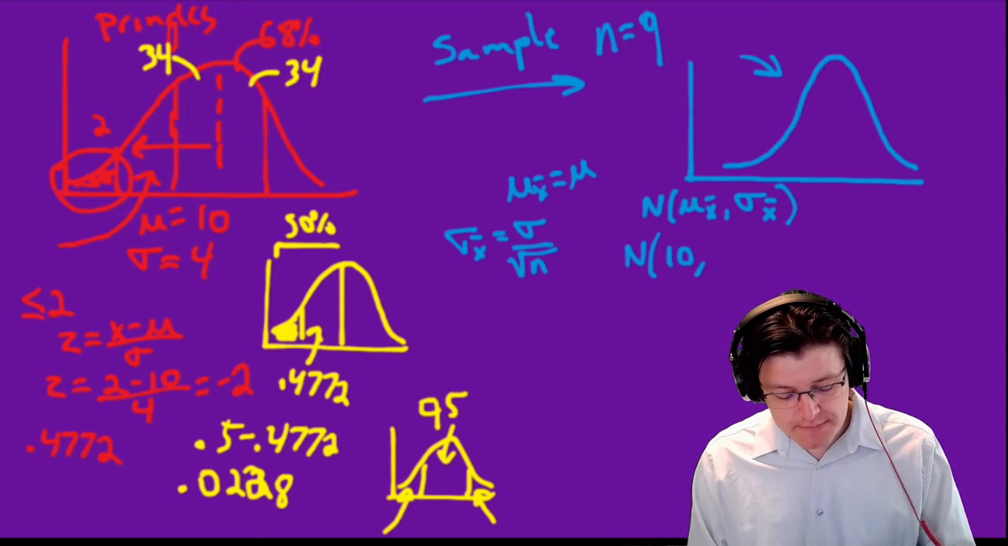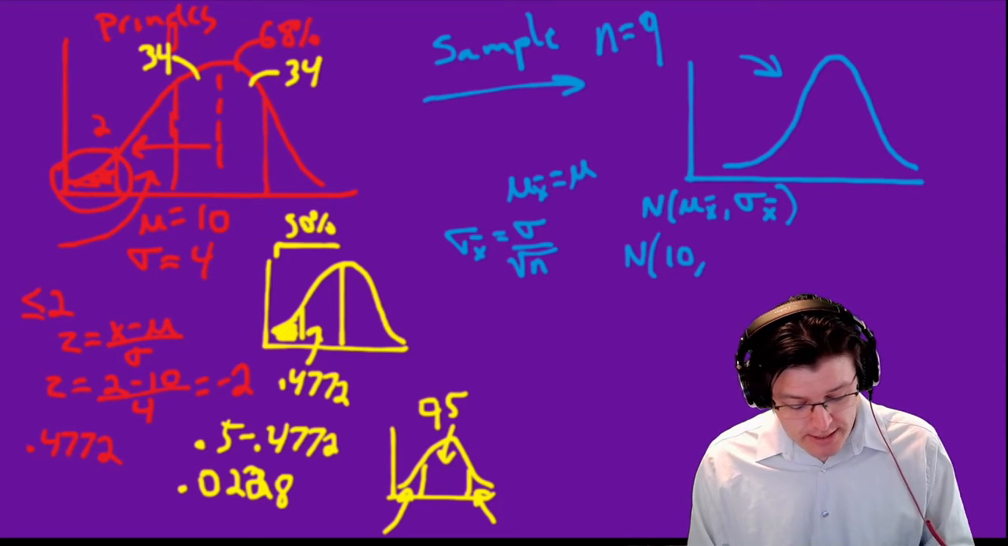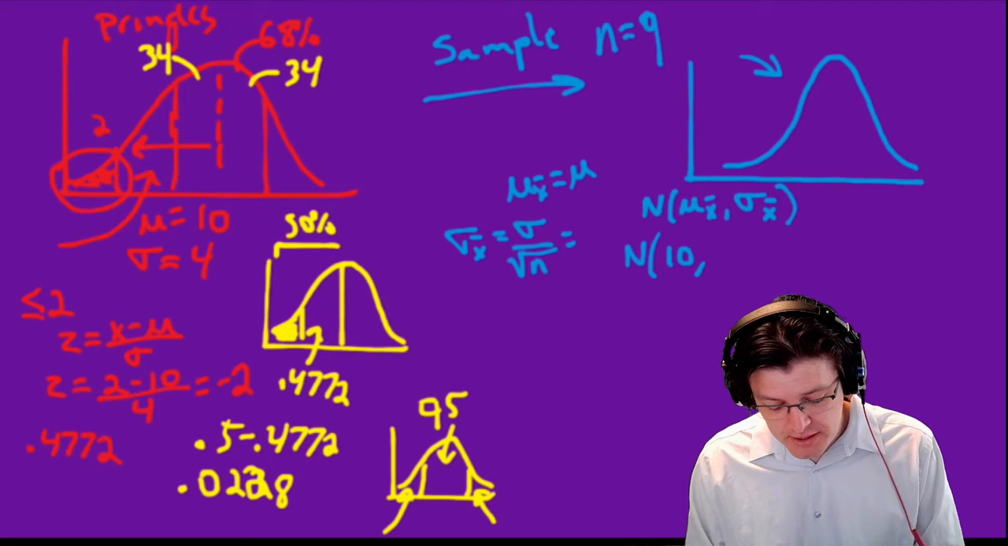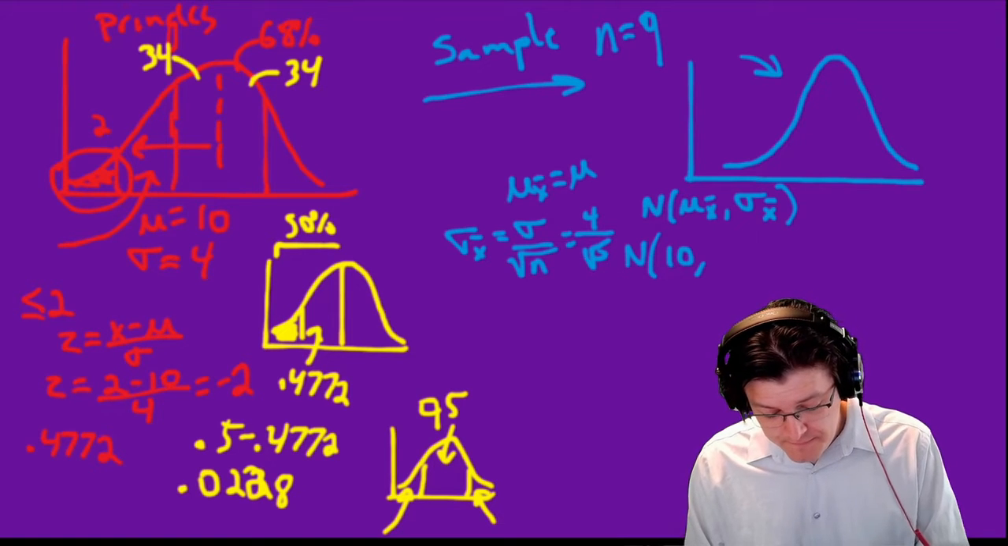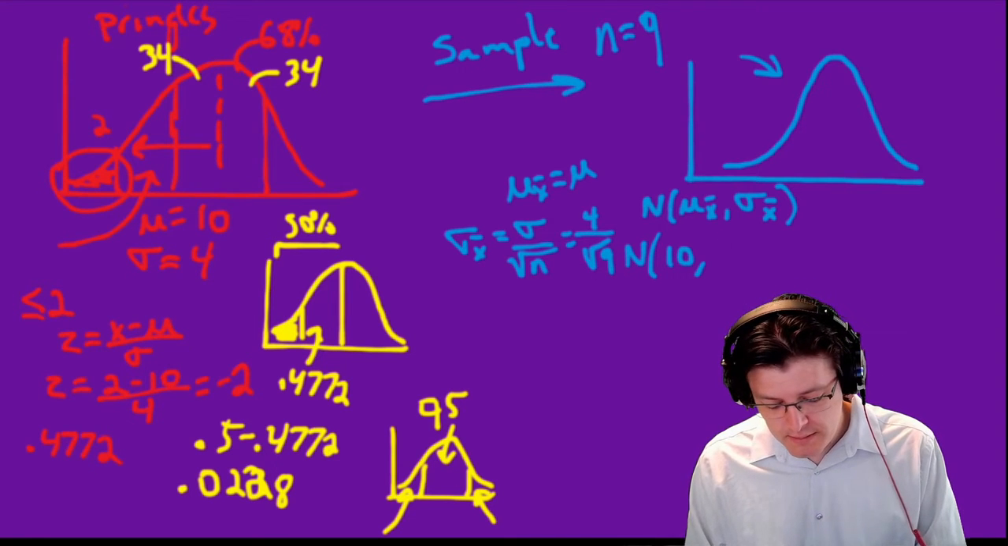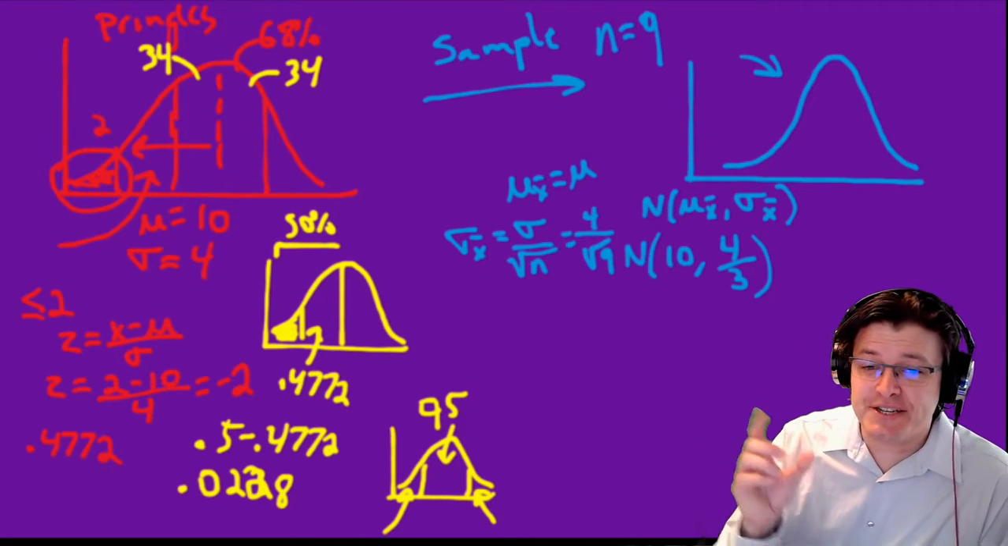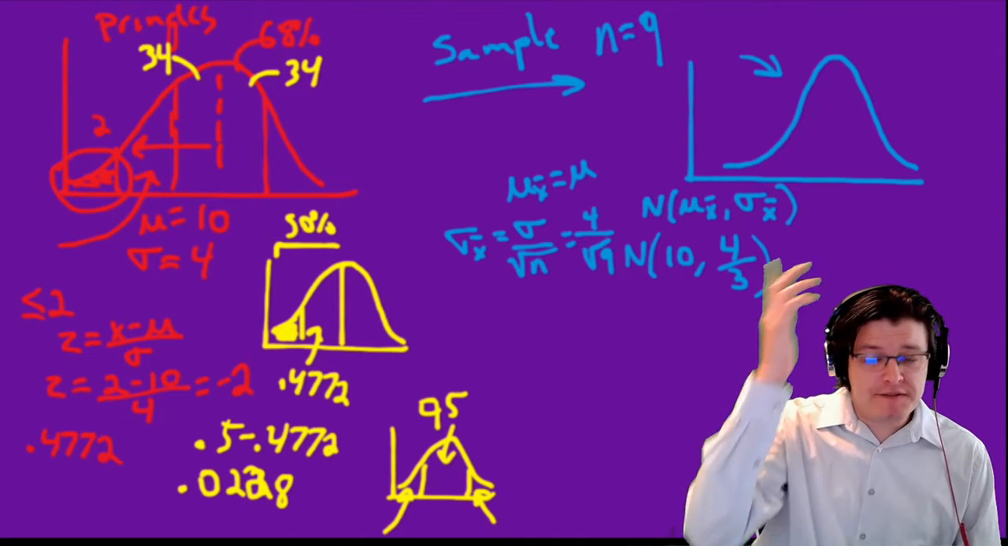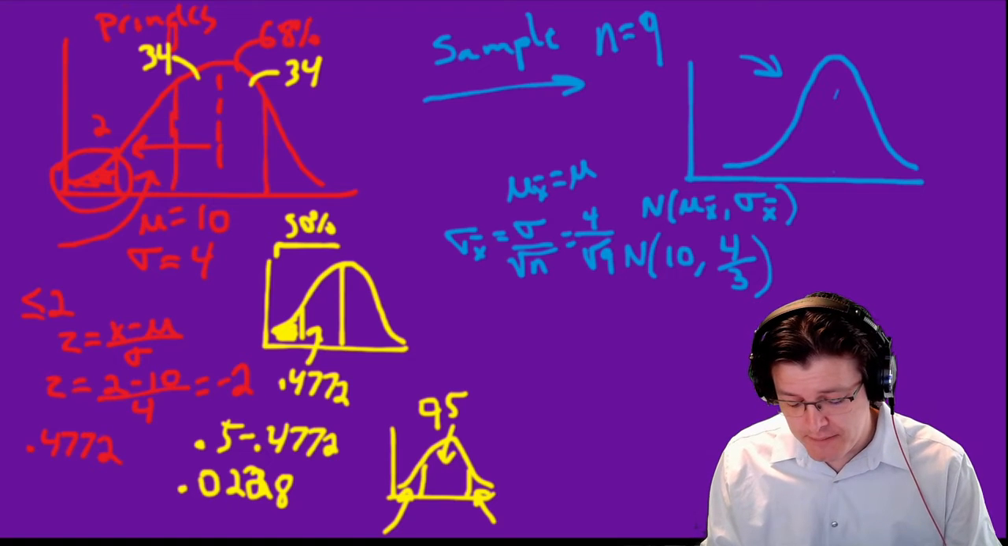So this becomes, what did we say we had? We had a standard deviation of 4, and we are doing a sample size of 9. So it's 4 over the square root of 9, and so we get 4/3.